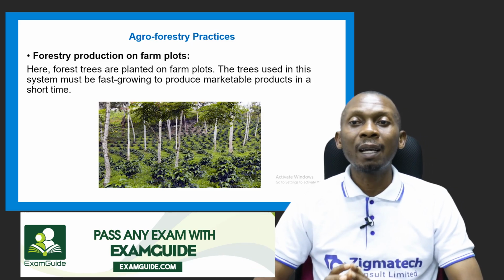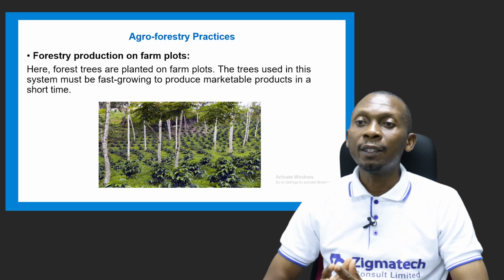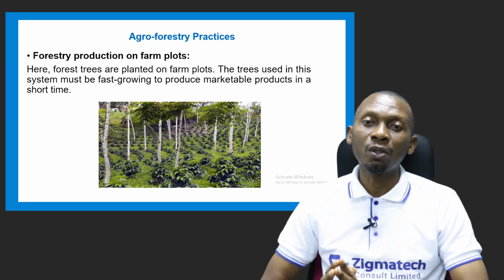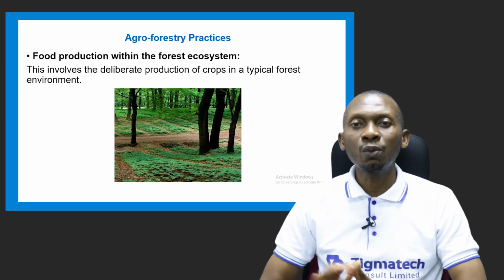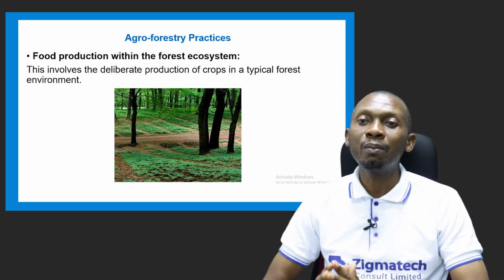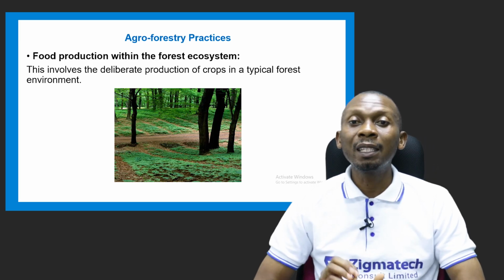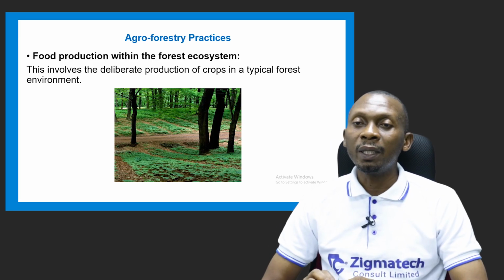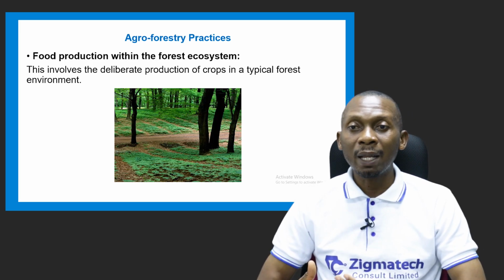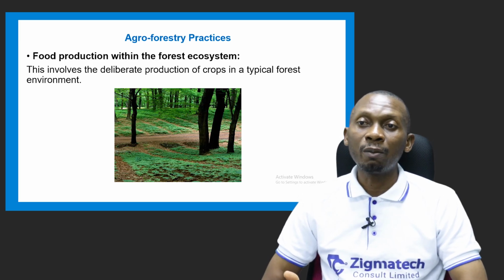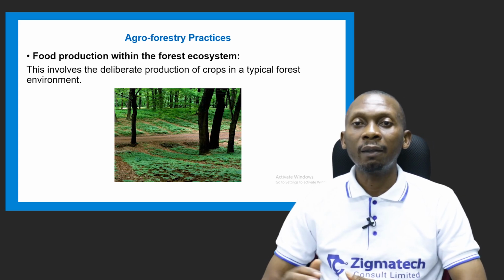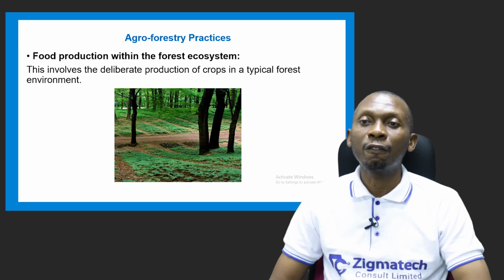We have forest production on farm plots. Now, here forest trees are planted on a farm plot. The trees used in this system must be fast-growing to produce marketable products in a short time. Next we have food production within the forest ecosystem. Now, this involves the deliberate production of crops in a typical forest environment. Remember, in this case, it's actually a forest environment, but some shade-loving plants can be grown in such an environment, even though the forest trees have formed canopies. So it's called food production within the forest ecosystem.